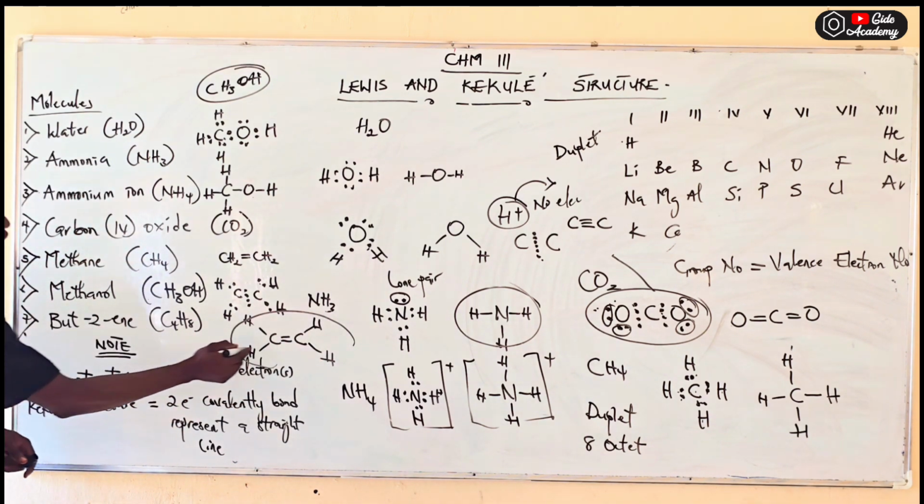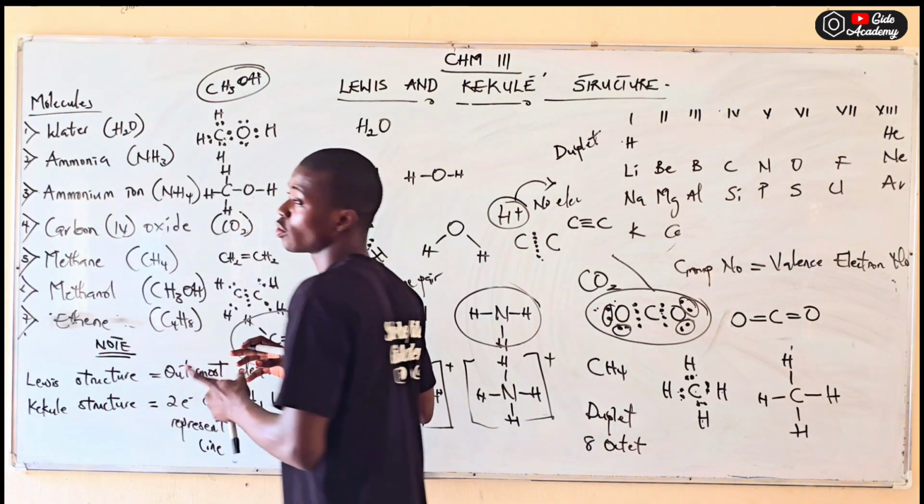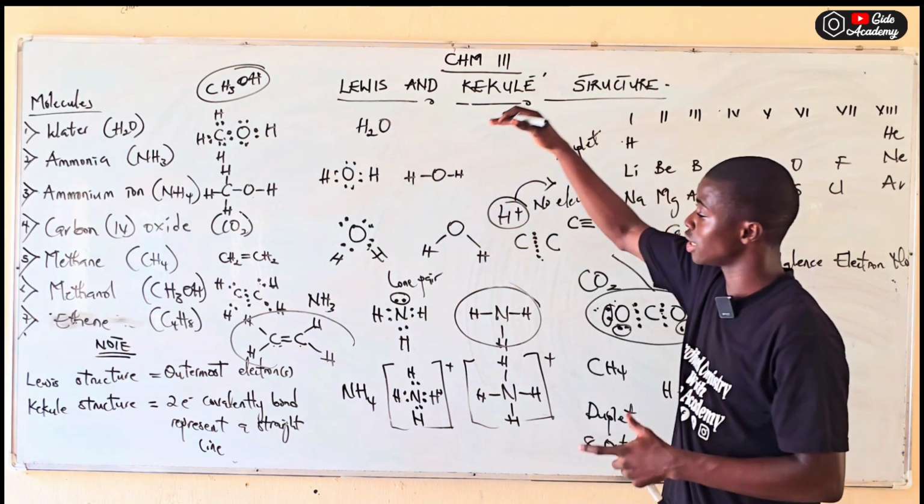Sorry, as long as I'm dealing with 2 carbon atoms, it's supposed to be C2H4. So this is the structure for that. Assuming we are dealing with 4 carbon atoms, that's when I can use butene. So this is the general summary of the Lewis structure and the Kekule structure.